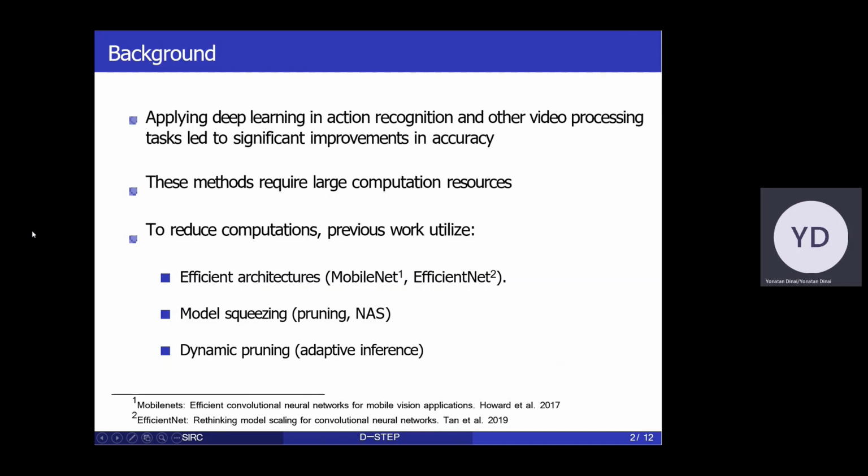Some background for this work. In the last decade, there has been significant improvement in the field of action recognition by applying deep learning. However, these methods require a large amount of computation. In order to reduce computation, previous work often focused on more efficient architectures, for example, MobileNet. Another option is to reduce the size of the models using pruning or network architecture search.